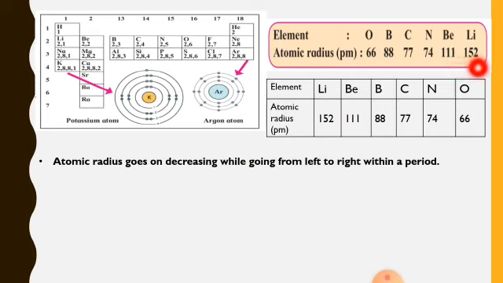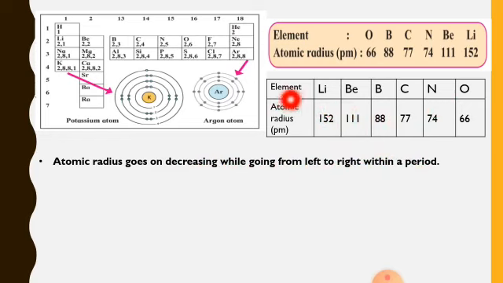is 152, lithium. That means it has the maximum atomic radius. Okay, and we are going to arrange this in terms of decreasing atomic radius. We have arranged like this. So from this we will observe that the atomic radius goes on decreasing while going from left to right within a period. So here you can see these are the elements of which period?